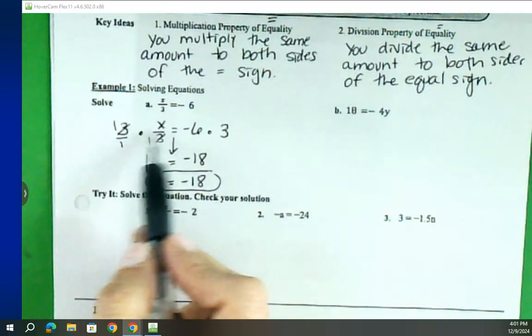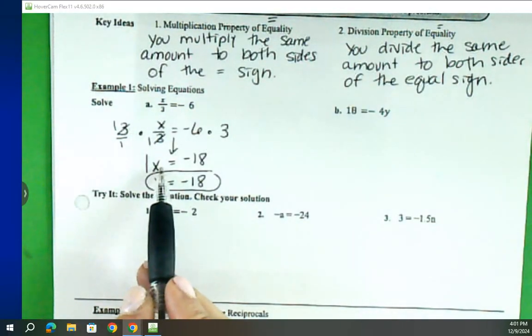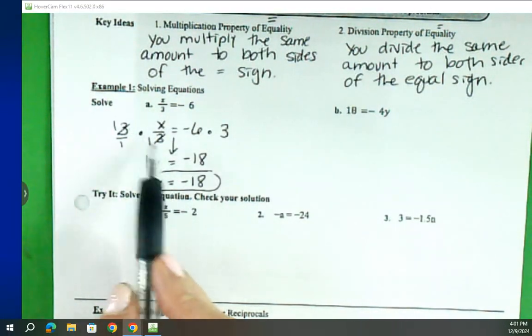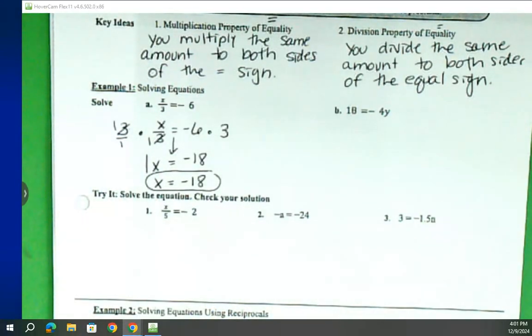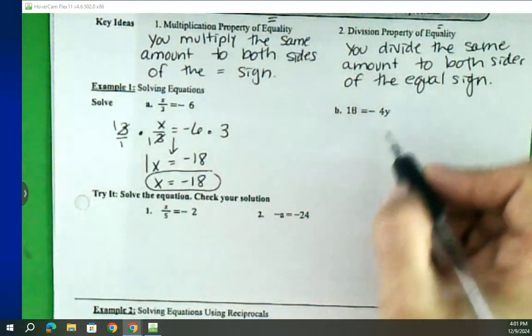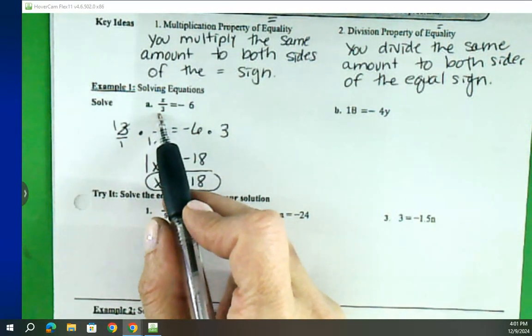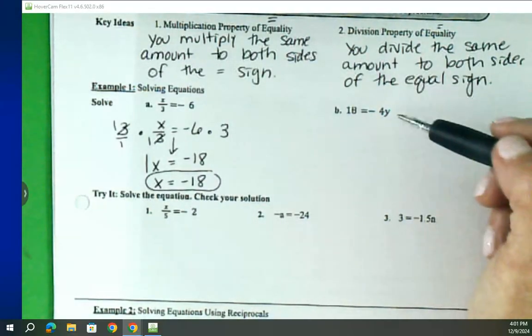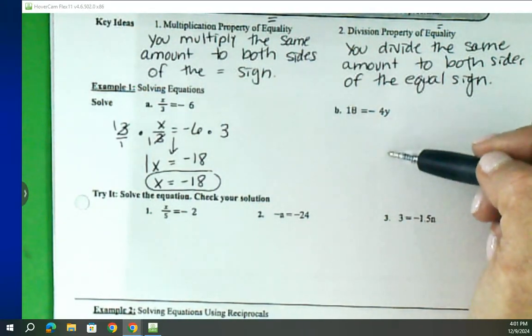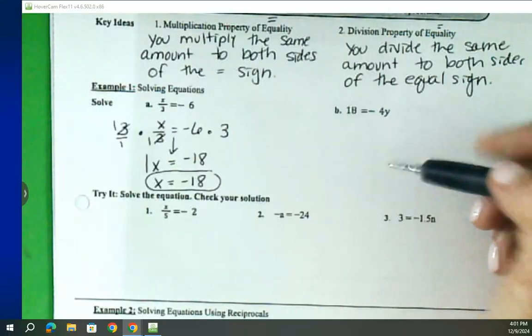And because we can see the 1x here, we don't necessarily have to write this twice. You could just go from this step to this step, but just to understand where that 1 times x is. Okay, over to part B, sometimes we have the x over to the left-hand side. Sometimes we have the variable on the right-hand side. Wherever you see the variable, you're just going to keep working down until you get it by itself.